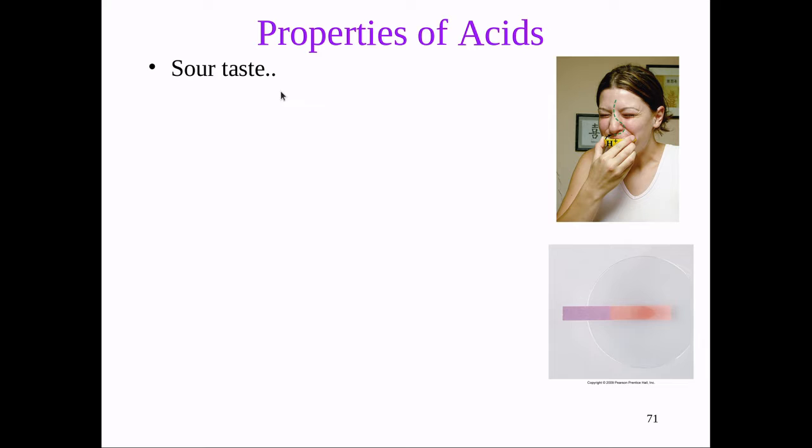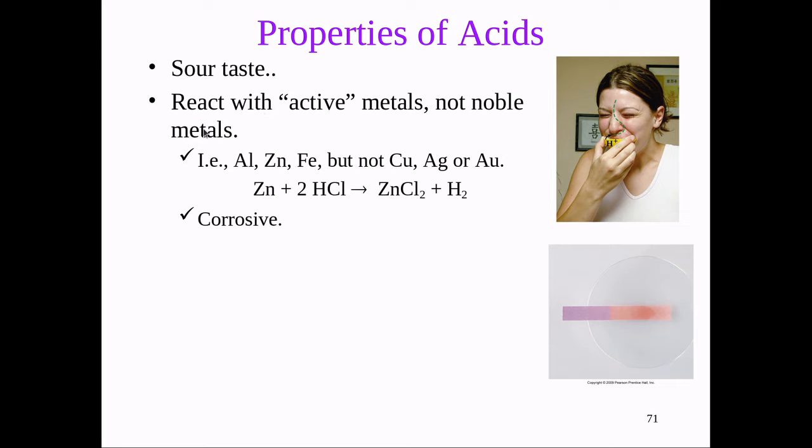They have a sour taste. They're reactive with what we'll call active metals and not what we might call noble metals. So that means that they tend to react with metals like aluminum, zinc, and iron, but not with ones like copper, silver, or gold. And this is part of the reason why we reserve these for certain things like jewelry. They're going to tend to be non-reactive and not tarnish. That's why we made pipes out of copper, for instance.